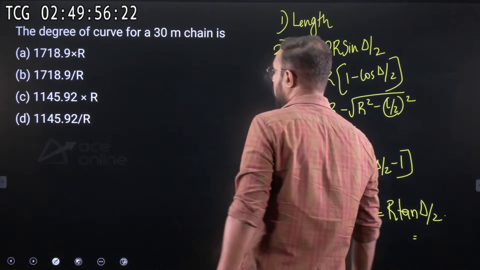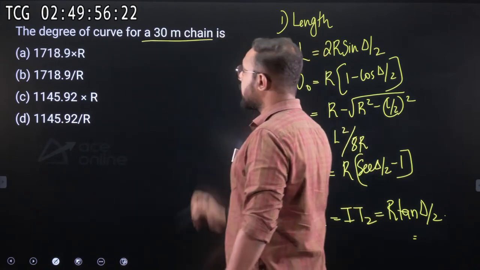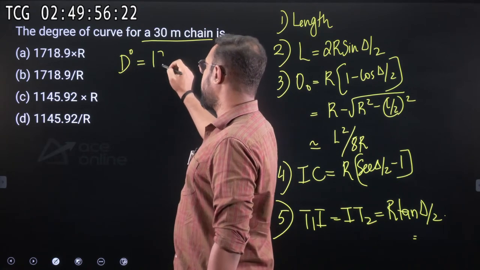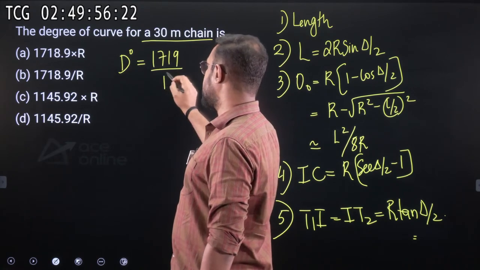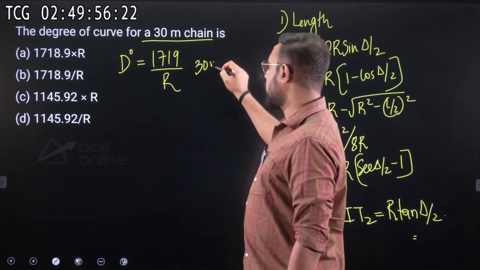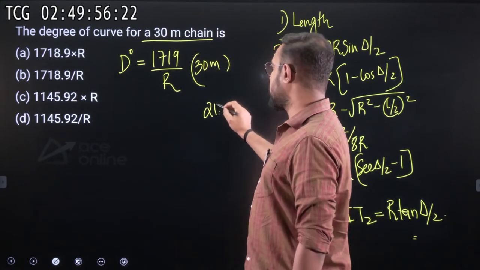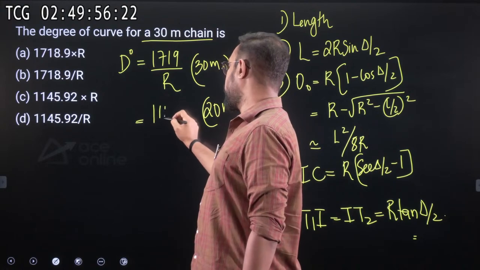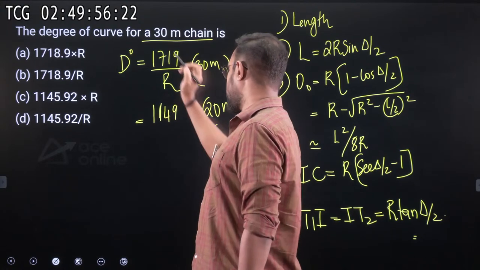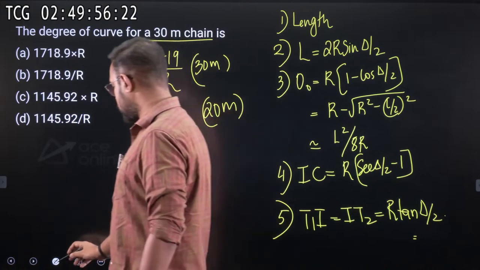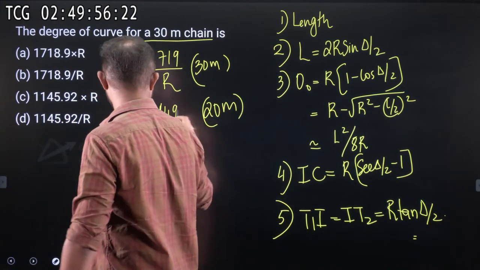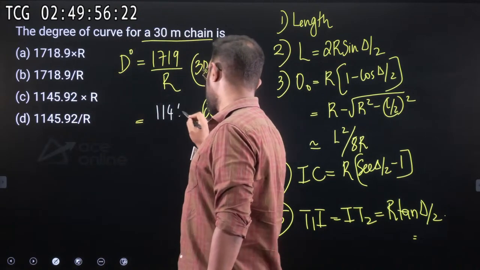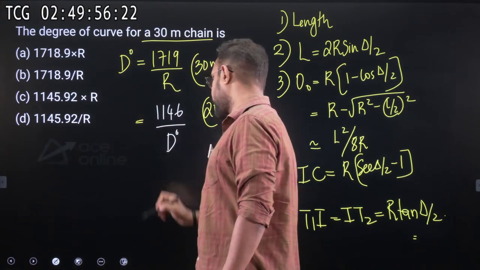Right. So degree of a curve for a 30 meter chain is, what is the relation? Degree is equal to 1719 by R. That is the relation for a 30 meter chain. If they are asking you for a 20 meter chain, this value will be slightly different. It will be what? 1146 divided by R, for degree D.